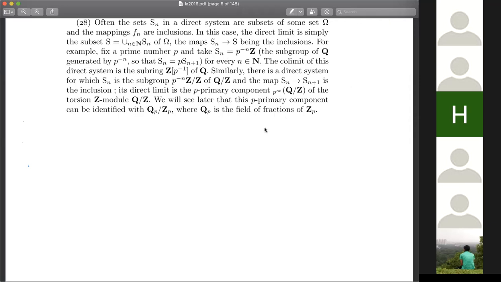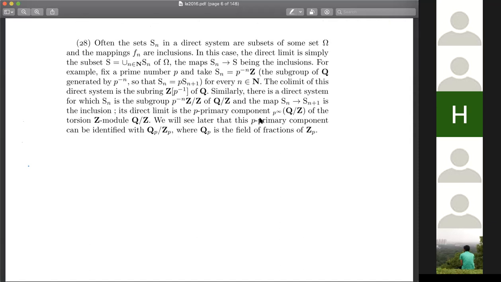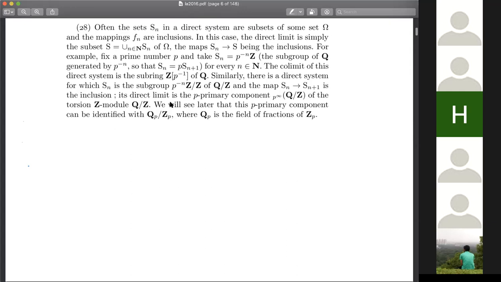So this too has a direct limit. Have I been saying inverse system? I mean direct system all the time here, right? All these are direct systems. And you have the direct limit of these things. In this case, the direct limit, so here the direct limit was Z_p inverse, right? When I go modulo Z, the direct limit is going to be something which we will later identify as Q_p modulo Z_p. Okay.